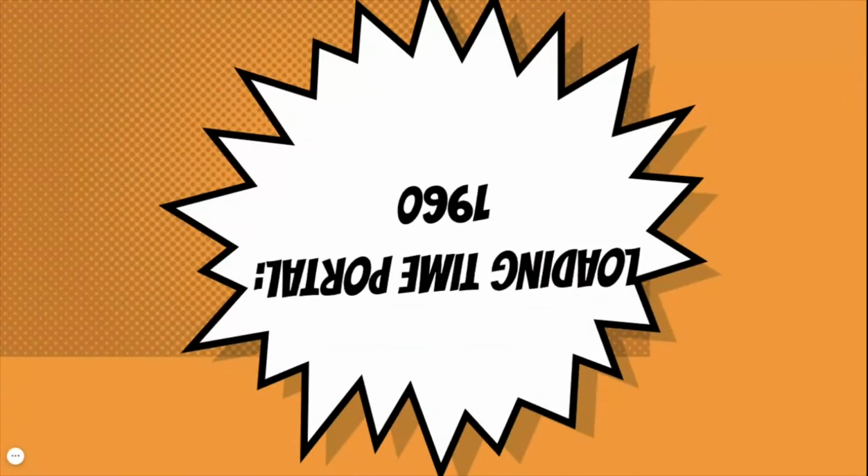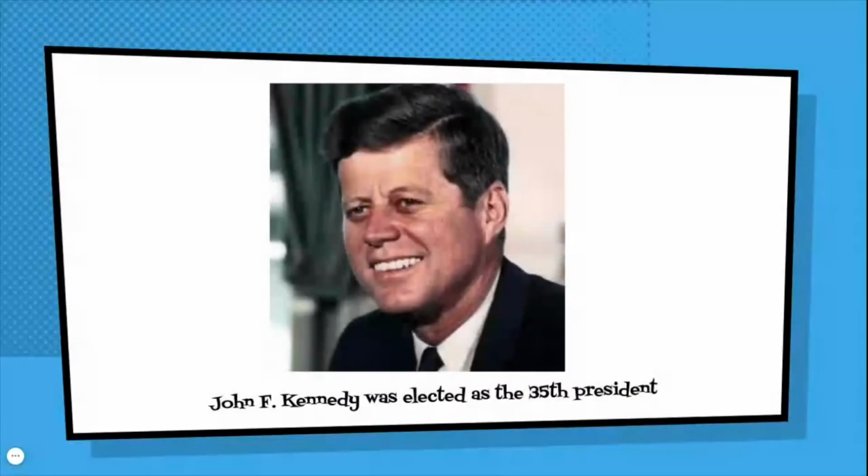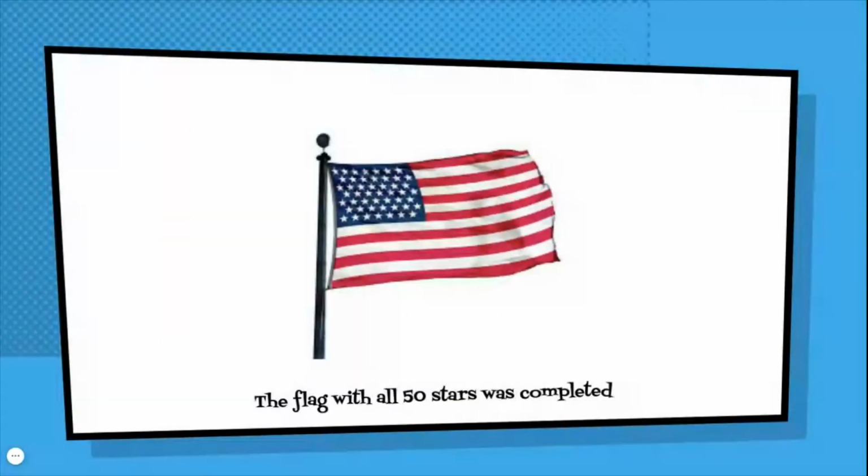Loading up to 1960. John F. Kennedy was elected as the 35th president in the year 1960. Sprite was introduced in both cans and bottles. The flag with all 50 stars was completed. You know, we just added Hawaii last year in 1959, so now we have all 50 stars here in 1960.